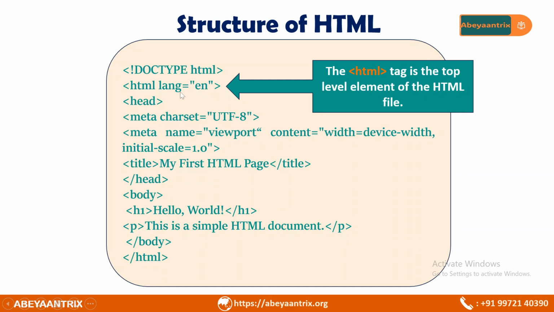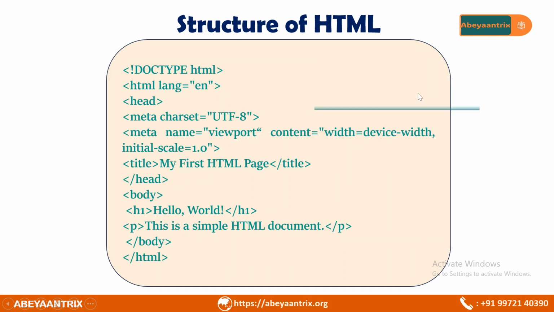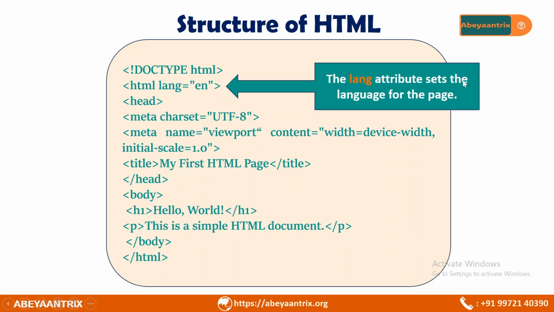Lang means language. The html tag is the top level tag, and inside that html tag we represent the language. We call lang an attribute because in the html tag we are writing one more attribute. Lang equal to en represents the English language. When creating a web page, we have to tell the browser in which language we are writing the code. In different countries different languages are used, but generally we use en only. En means English.